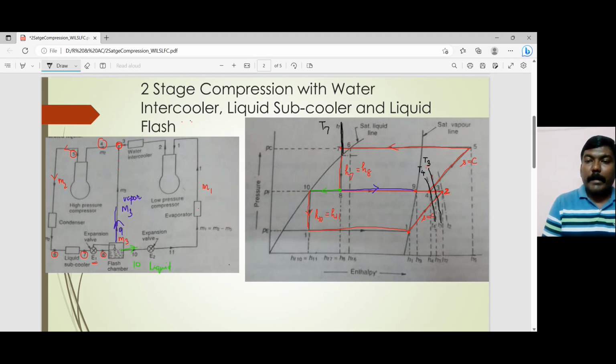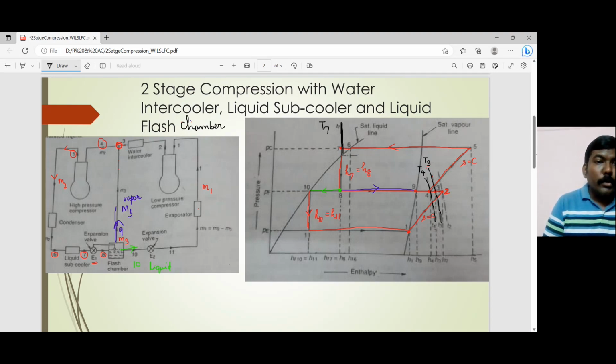Okay, so in this particular two-stage compression, we have a water intercooler which de-superheats the refrigerant vapor that leaves the low pressure compressor. Then you have a liquid subcooler which subcools the liquid that leaves the condenser, and then the liquid flash chamber. I'm sorry, I had this word missing over here. So this is the liquid flash chamber, the flash chamber where the vapor and liquid are separated.